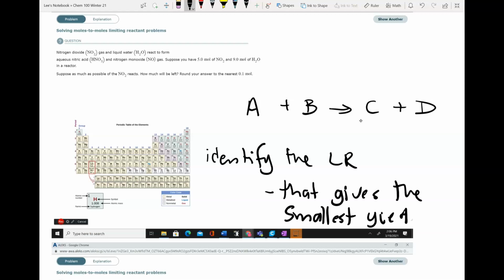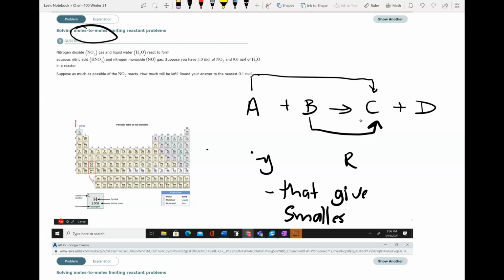yield. So what I'm going to be given is the amount of one substance, and I'm going to turn that into the yield of one of the products, and then I'm going to be given the amount of another substance, and I'm also going to turn that into the yield of the same product. And then I will have two numbers, and the smallest of those numbers will be the theoretical yield, and that will also allow me to identify what is the limiting reactant. So the types of calculations that I'm going to be doing in these problems are what we call moles to moles problems. So I'm going to be going from moles of a reactant to moles of a product, and I'm going to be doing that twice in order to identify the limiting reactant.